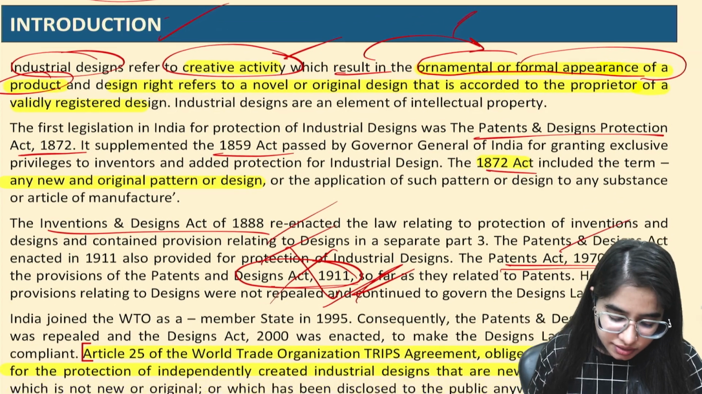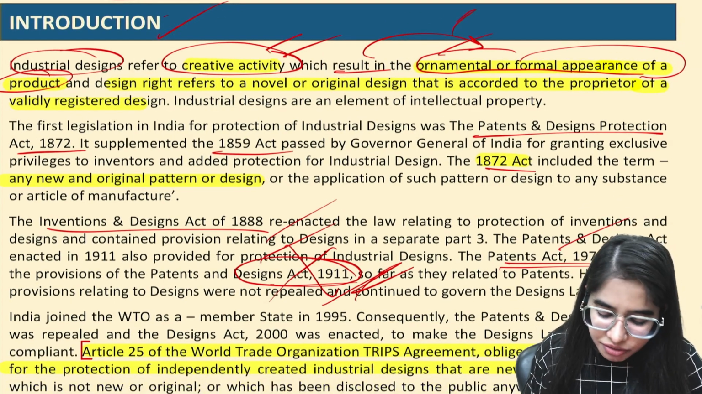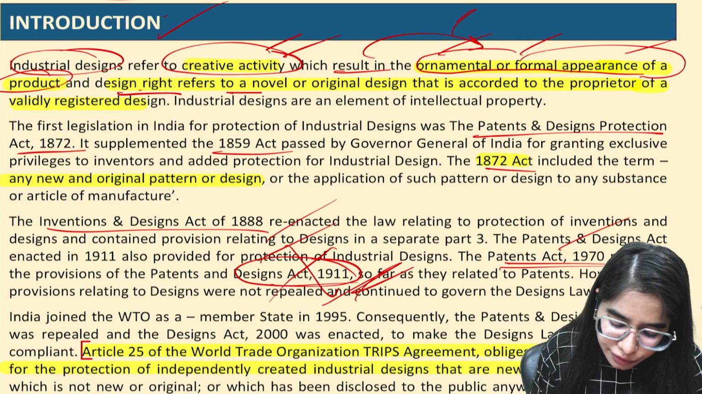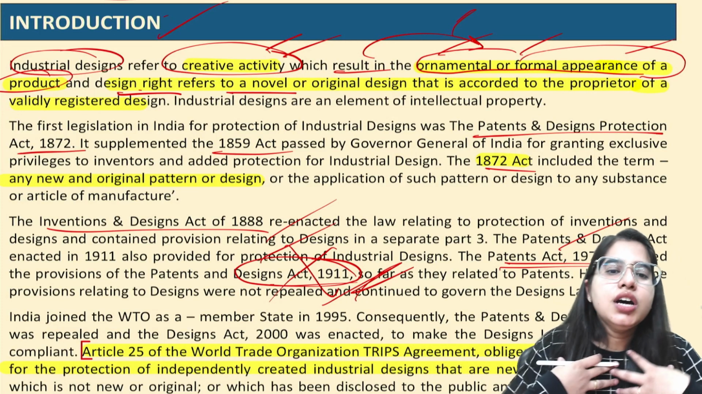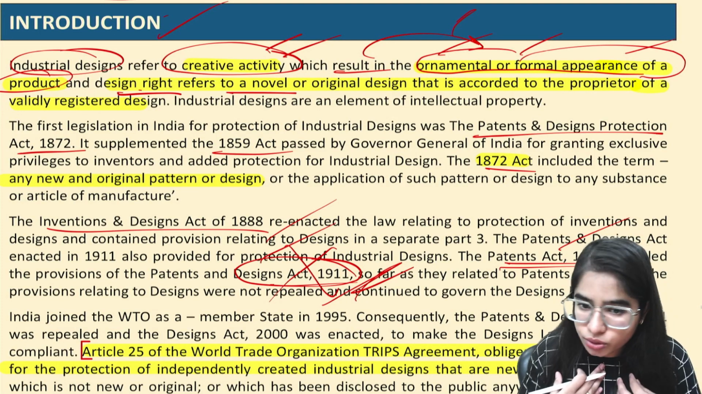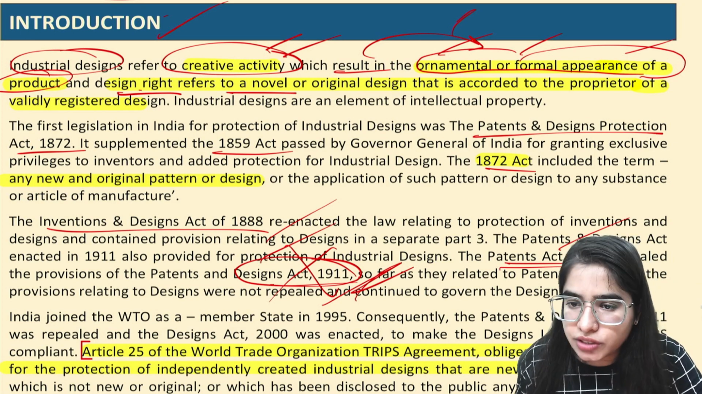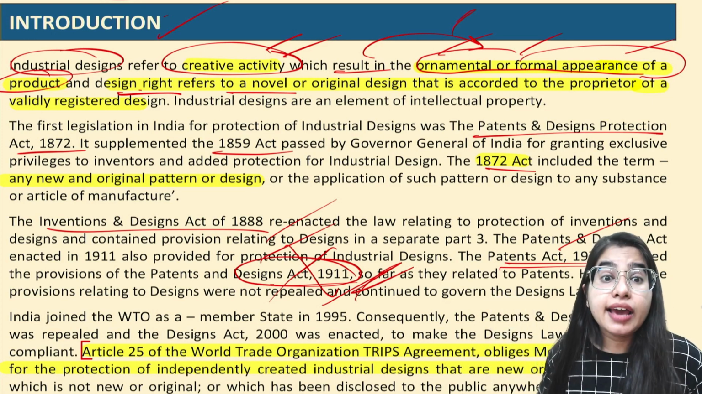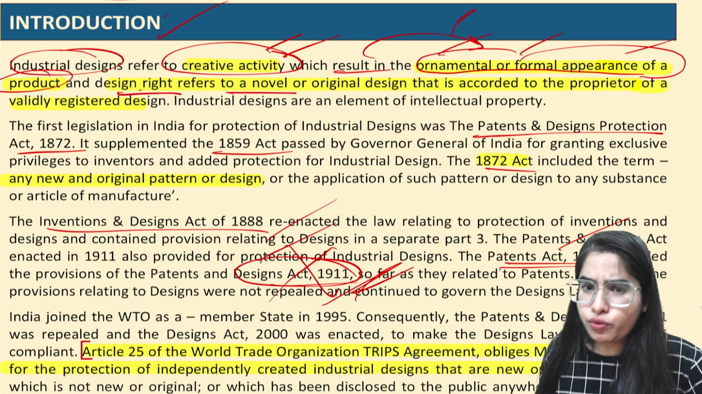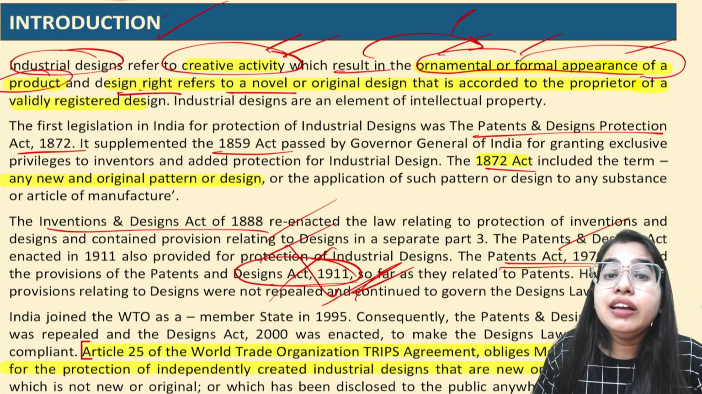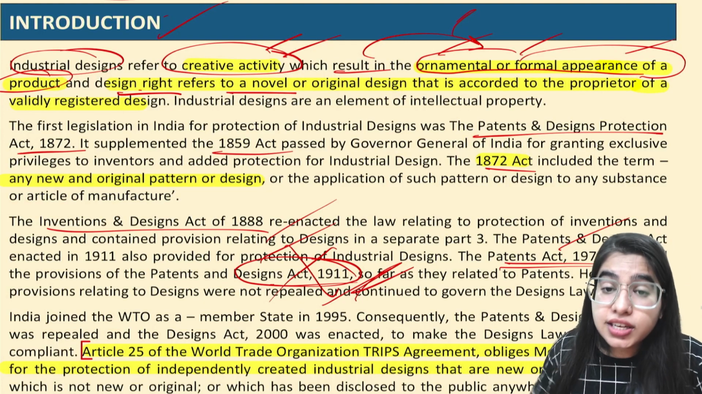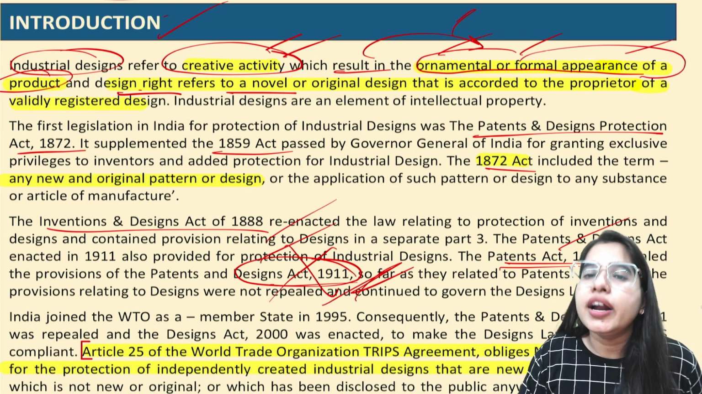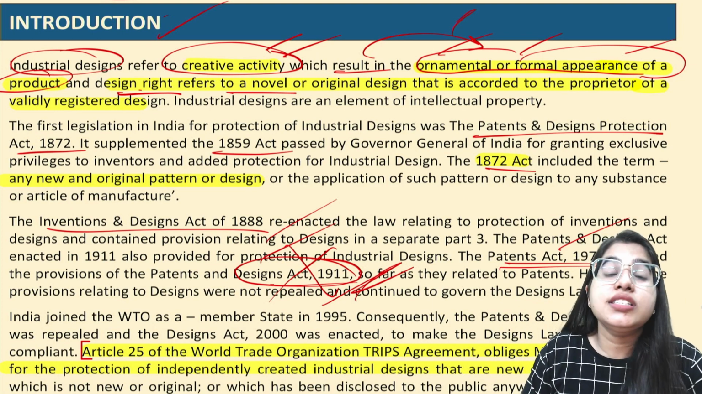So, industrial design refers to a creative activity which results in some ornamental or formal appearance of a product. And design right refers to the official right that only you can use that design, no one else can use that design without your permission. Example, Sabyasachi made a lehenga worth rupees 50 crore, for example. That lehenga only Sabyasachi can sell or use, no one else can use that lehenga. Are you understanding? That is known as design right.